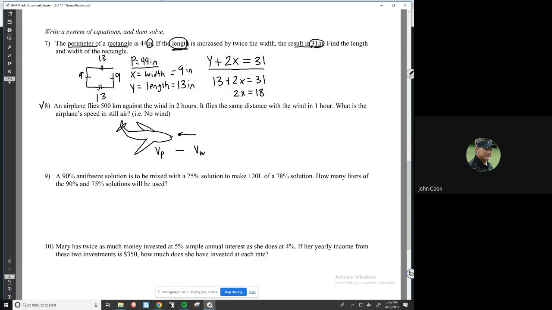Let's see what else it asks us. It says an airplane flies 500 kilometers against the wind in 2 hours. It flies the same distance with the wind in 1 hour. What is the plane's speed in still air, i.e., in no wind? So this is what we're trying to solve: the velocity of the plane without any wind. So VP, that's what we're going to try and look for. The other thing that you need to have memorized for this is this relationship.